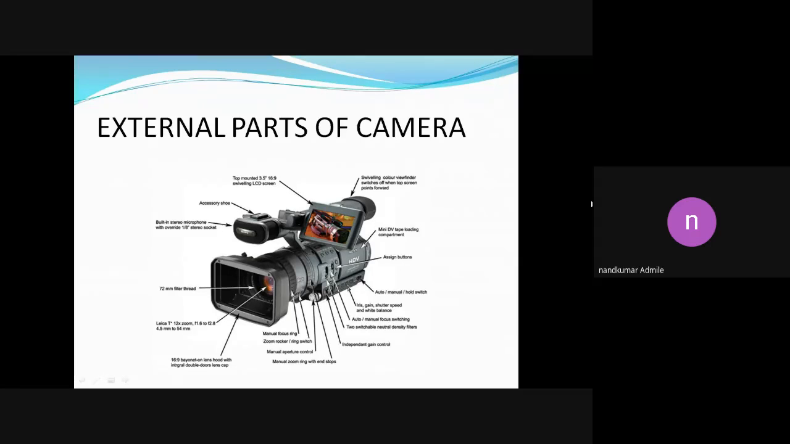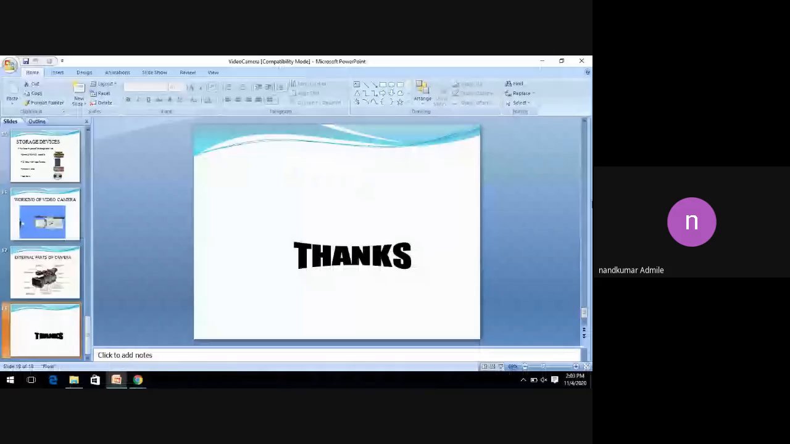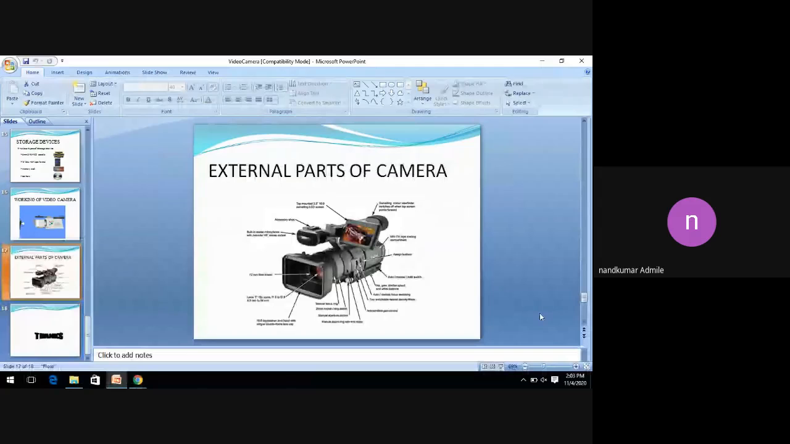So here we can take one image of a camera. We have to study two parts of a camera: one is the internal part and the other is the external part. In order to study the internal parts, we can study the six different internal parts of a video camera. That is lens, aperture, beam splitter, imaging device, and storage device. Along with this, we also have to know the external parts of a camera.